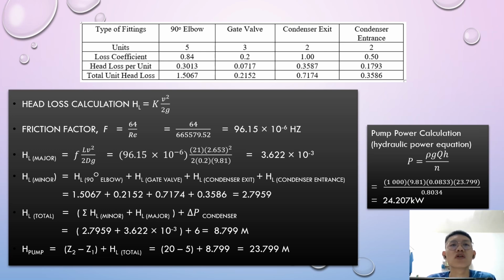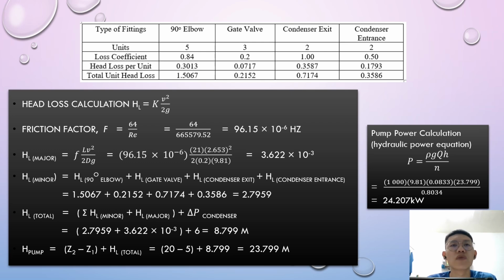So we will use the head loss calculation. H loss equals K multiplied by V squared over 2g. The loss coefficient we use for the 90 degree elbow will be 0.84. The loss coefficient K at the gate valve will be 0.2. The loss coefficient at the condenser exit will be 1, and the loss coefficient at the condenser entrance will be 0.5.